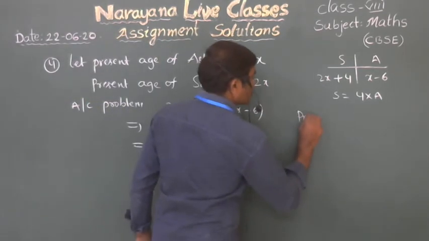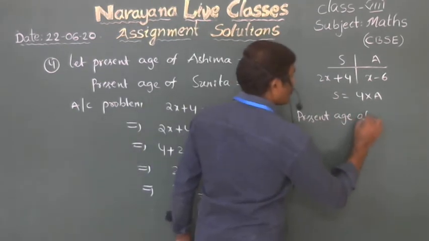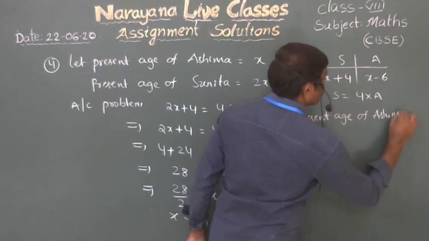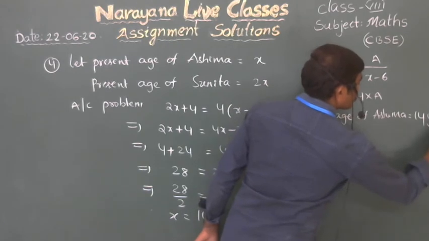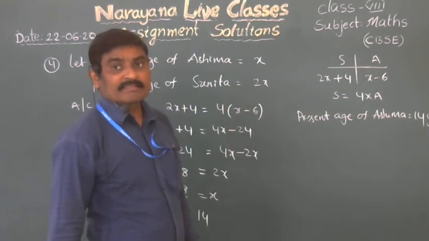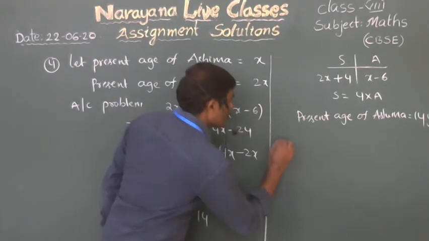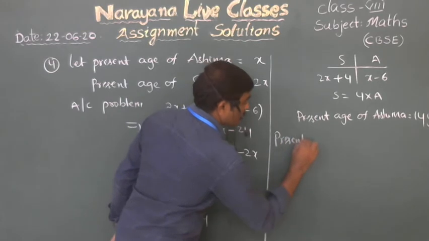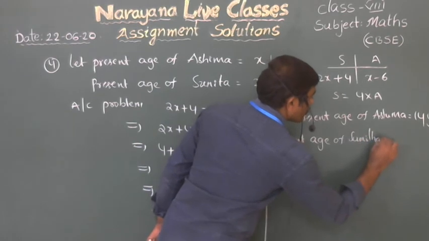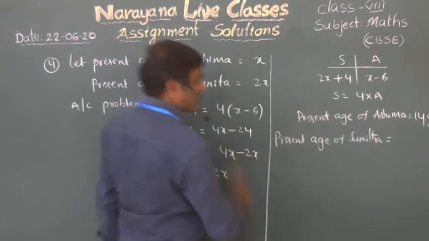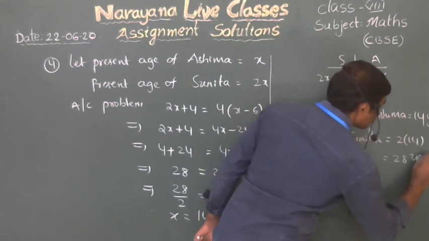Therefore present age of Ashima is equal to 14 years. At the same time, present age of Sunita is equal to 2x, 2 into 14, which is equal to 28 years.